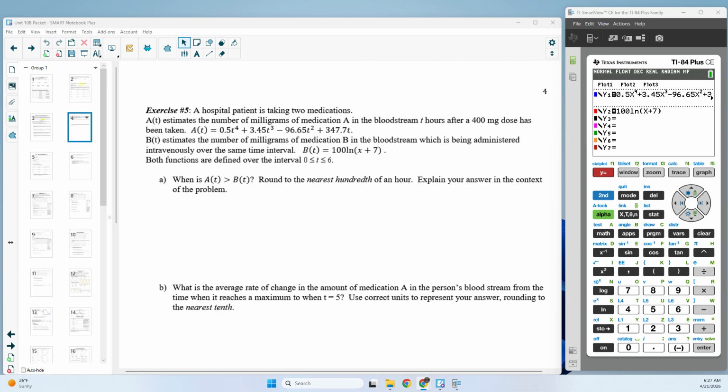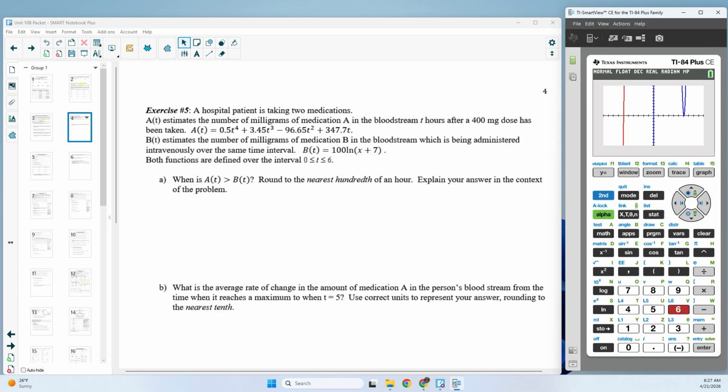So our first question says, when is A of T greater than B of T? We're going to round to the nearest hundredth of an hour, and we're also going to explain what it means for A of T to be greater than B of T in the context of the problem. So I already have my 2 equations in the calculator. I would start maybe with a zoom 6.